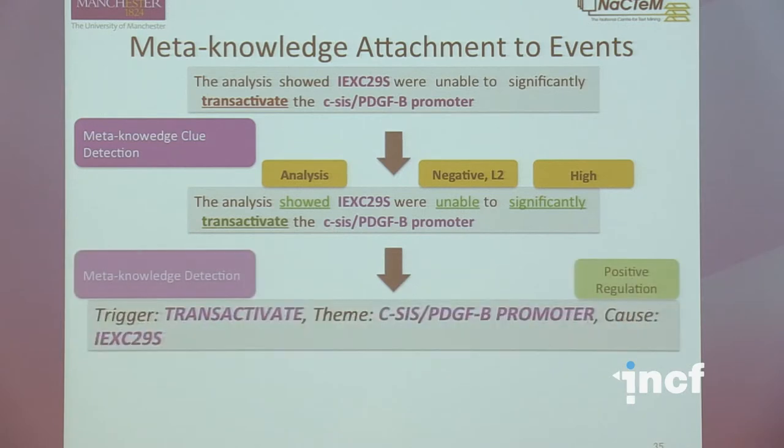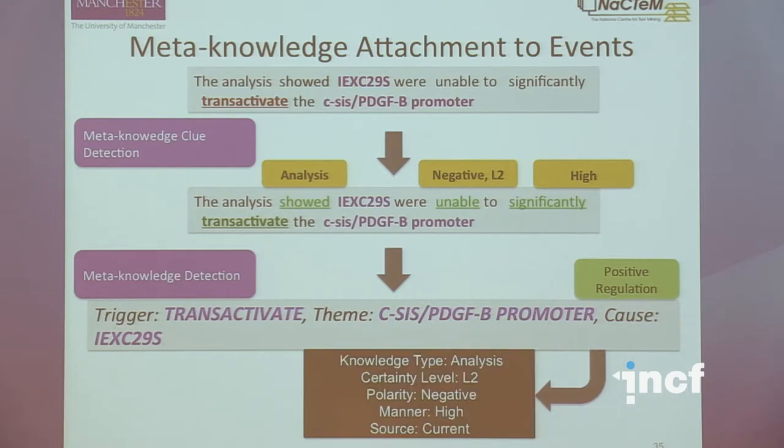And to express what we are doing automatically, we are taking a sentence like the one you see above and we mark it up with different types of information: that it talks about an analysis, the type of certainty is quite high, the polarity is negative, the manner that is expressed is high, and the source is current. The author is talking about research being done in this paper and not in previous work. But we can combine this type of information and actually we can create new knowledge and negate it.